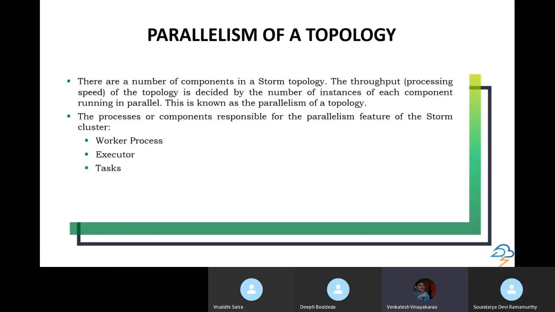Thanks. Please go ahead. Okay, so parallelism. What is parallelism in the topology? It's like a general term. Here it means the number of instances of each component in the topology, how it is running in parallel. That concept is parallelism in the topology. To know how this is installed in the Storm cluster, we need to know the three important components involved. That is worker process, executor and task.